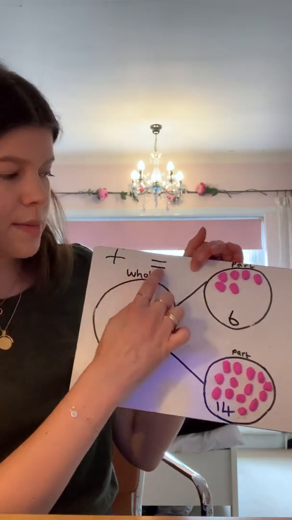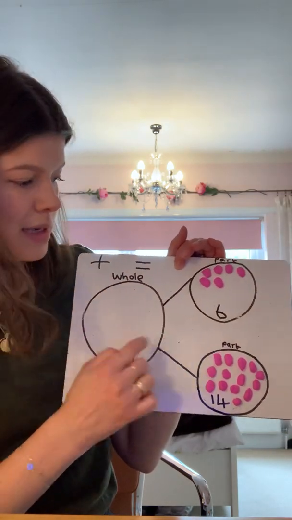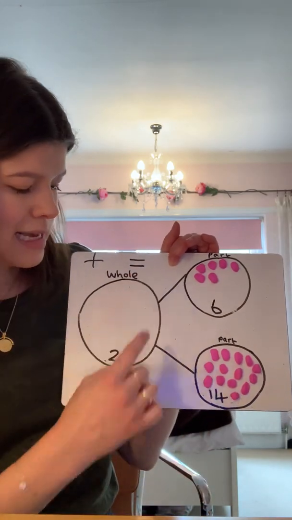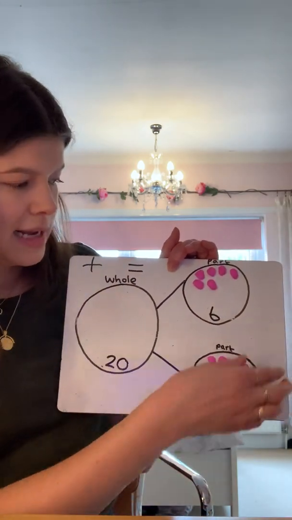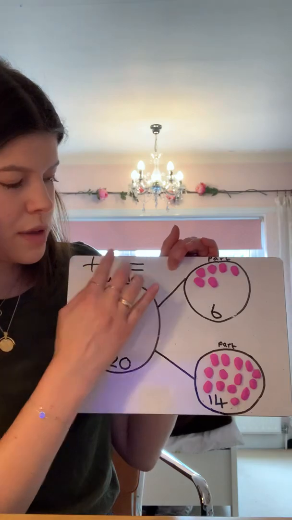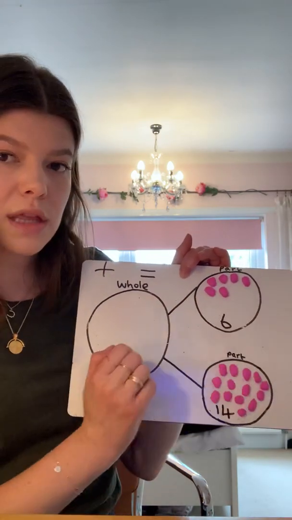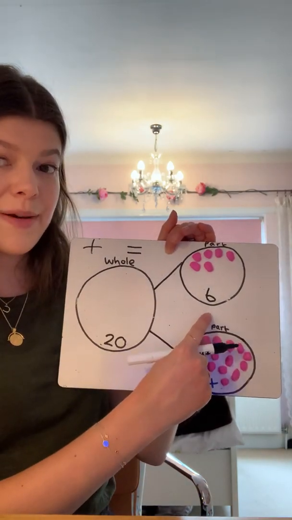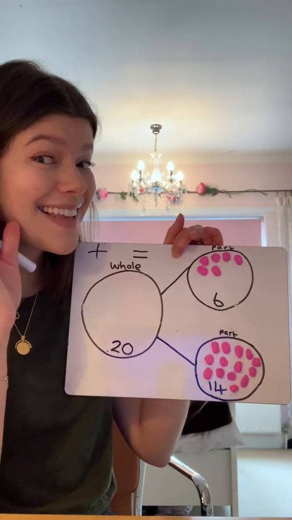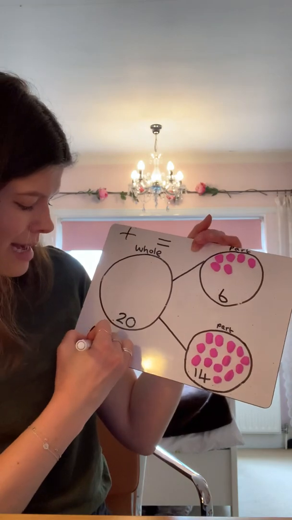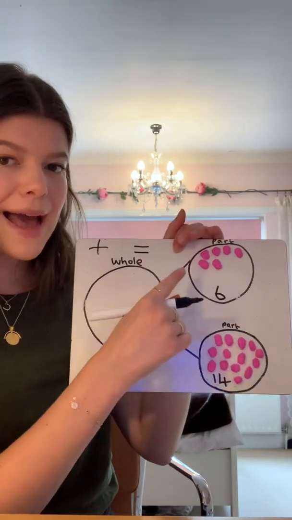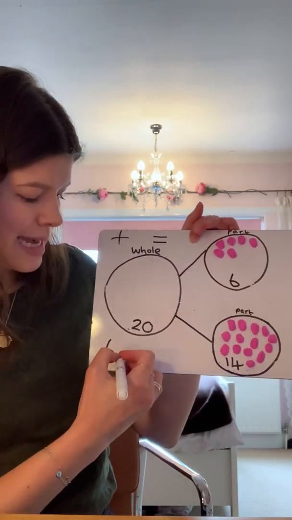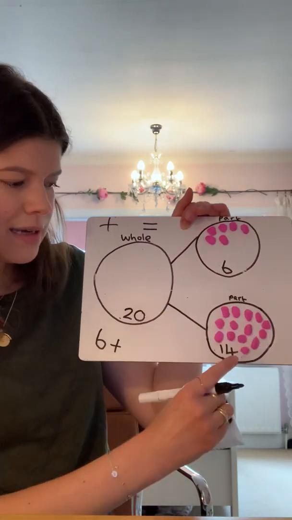Now I'm just going to use my symbols. 6 add 14 is equal to 20. Now, if you're not sure how to put those 3 numbers together, start with the parts, okay? So my first part, tell me, what is my first part? How many in there? How many? 6. So 6 goes here. Now, I'm adding my parts together, so I need this add symbol. So 6 add, what number?